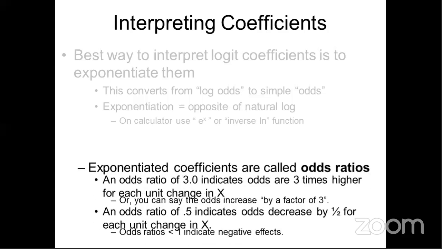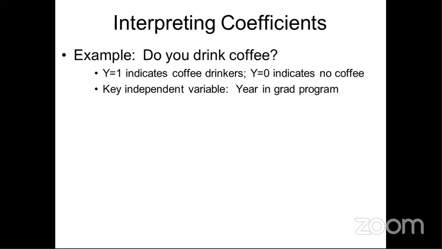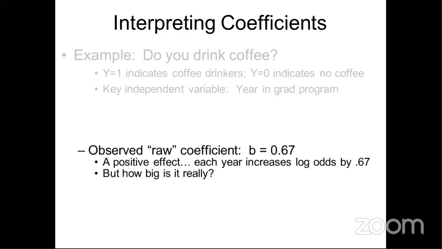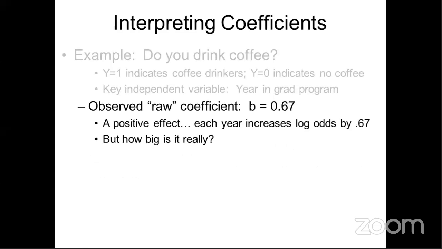Okay, and there are some other examples, like, do you drink coffee? One indicates coffee drinker, zero indicates no coffee. The key independent variable here, for example, is the grade program. The observed raw coefficient is, for example, 0.67. It is one more illustrative example. It says positive effect because the sign of this B is positive. Each year increases log odds by 0.67, but how big is it really?